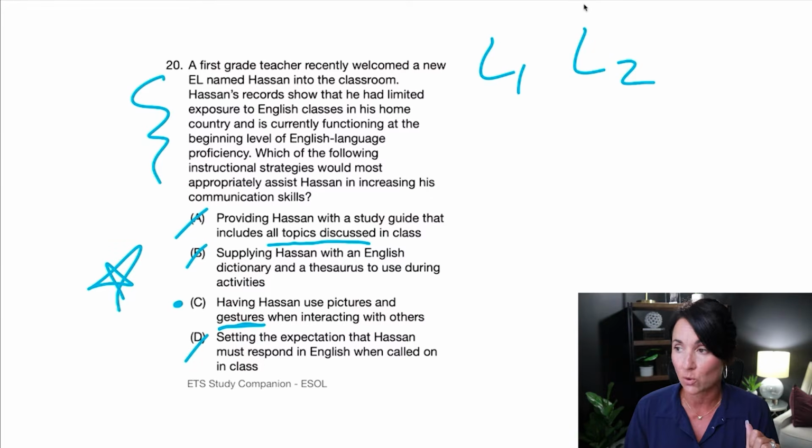Let's talk about that really quickly here. L1 is the first language. So no matter what the student's first language is, that is L1. So if a student is coming from Guatemala, well, there's several different languages spoken in Guatemala, but let's just say the student's first language is Spanish. L1 is going to be Spanish. L2 would be English, right? Because we're teaching the student's second language, English.